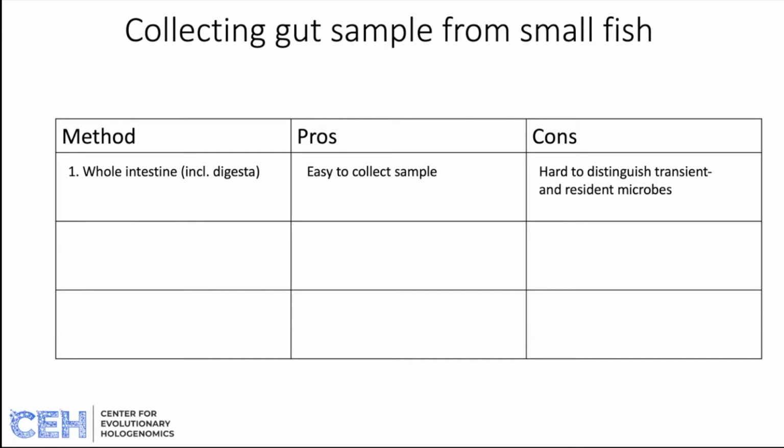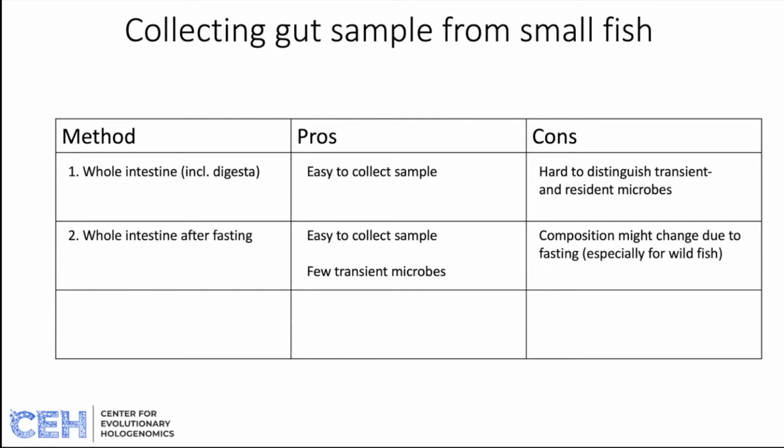Another thing you can do, which is often done, especially in captivity, is to collect a sample after a period of fasting, because in that way you get rid of most of the transient microbes, and it's easy to collect the sample, but the composition might change. This is especially true if you are sampling a wild fish, because as soon as you capture the fish and remove it from the wild, it won't get the same exposure to different microbes as it did before. So this is not ideal.